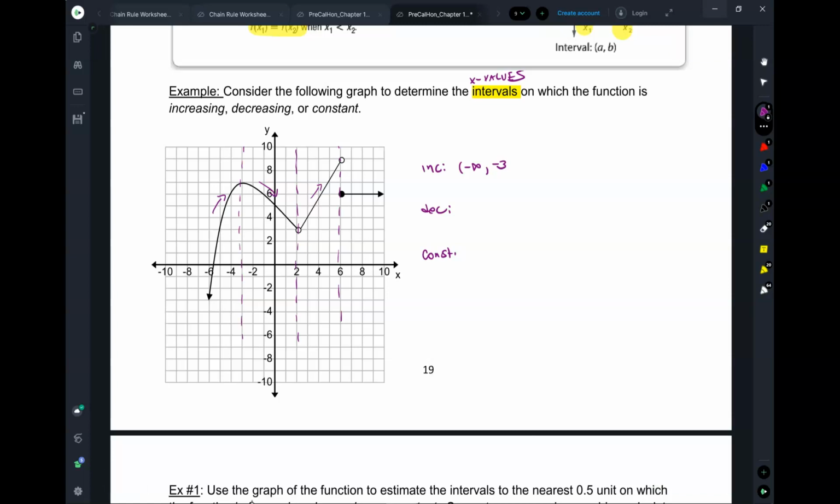Now, remember I said at a specific point, it's never increasing or decreasing? For that reason, I'm going to keep that open. And then, union, where else is it increasing? From 2 to 6. Always keep these open. Cool.